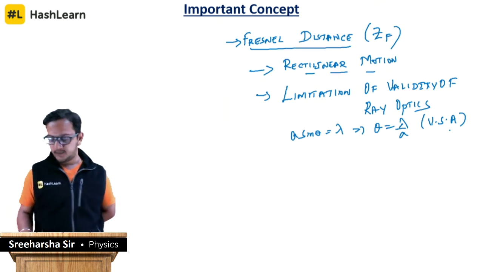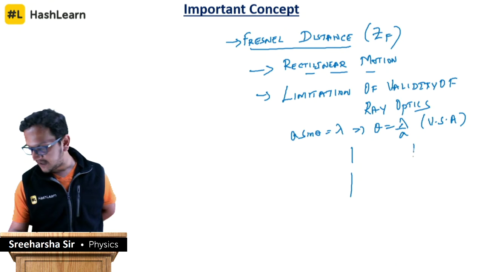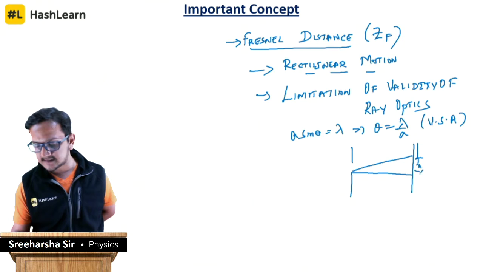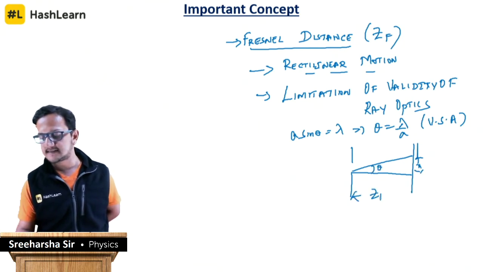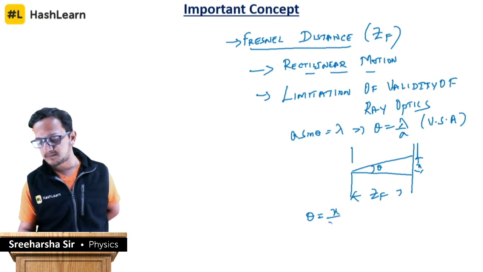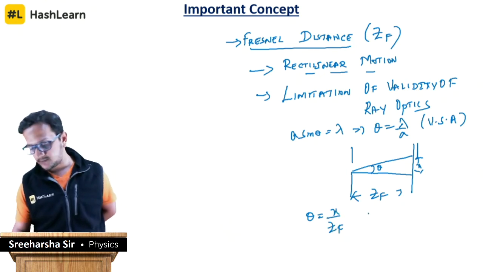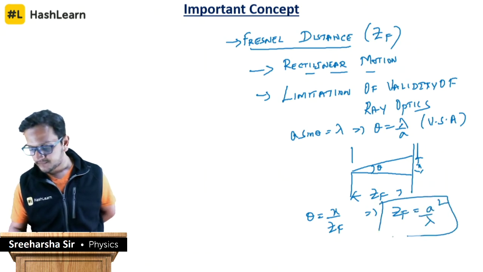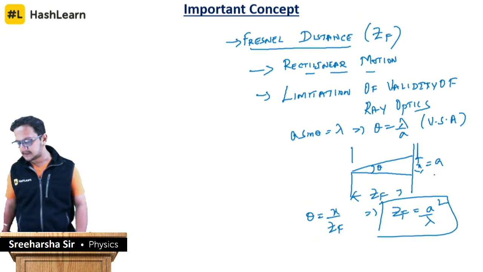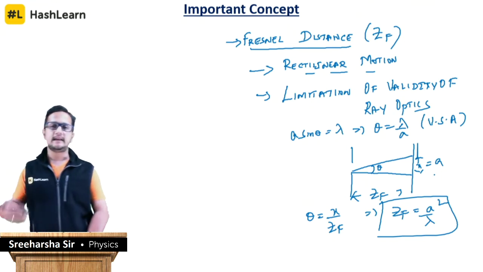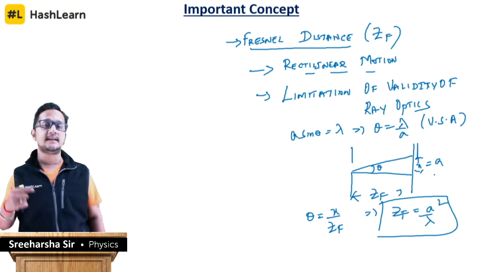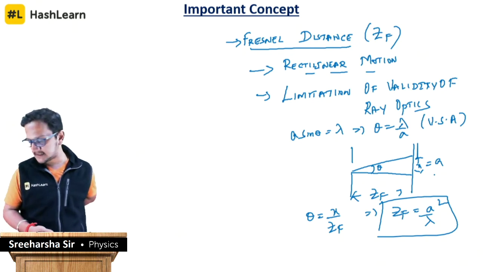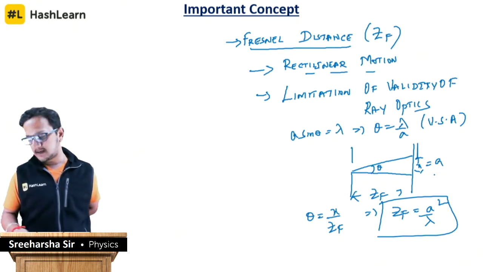Let us assume you have a slit and you have the screen. Instead of traveling straight, the ray has traveled a distance of x. This is the angle of deviation, and this distance is the Fresnel distance. So theta equals x by ZF. On substituting theta, and assuming x is equal to a, you will have ZF equals a square by lambda, and this is called the Fresnel distance. I hope you have understood this, students.